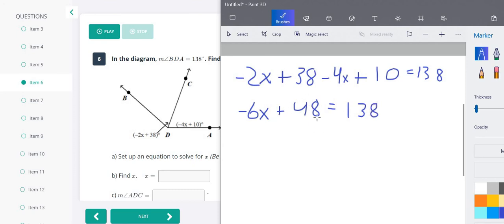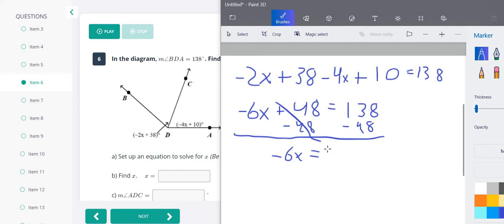So just a simple two-step equation here. First get rid of the 48, so minus 48 on both sides. These cancel, leaving negative 6x equals 138 minus 48, which is 90. And now we divide both sides by negative 6 to isolate our x. And x equals, that is not math I can do in my head. So 90 divided by negative 6 is negative 15.